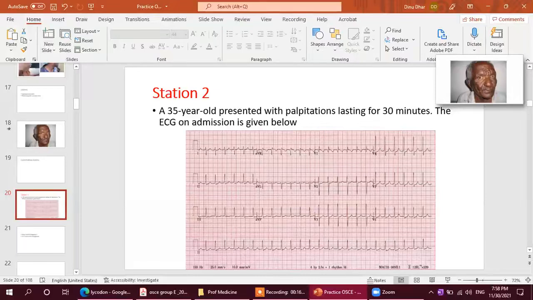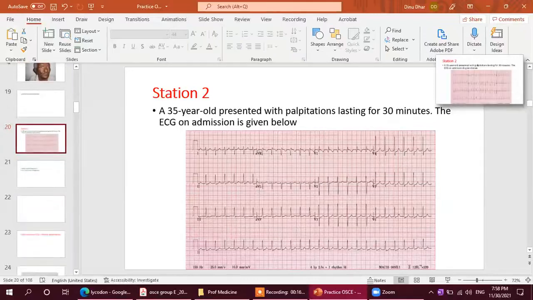Okay. Right. So now let's move to the ECGs. When it comes to ECGs at the exam, you will have various types of ECGs. You will definitely get one with some sort of arrhythmia on it.